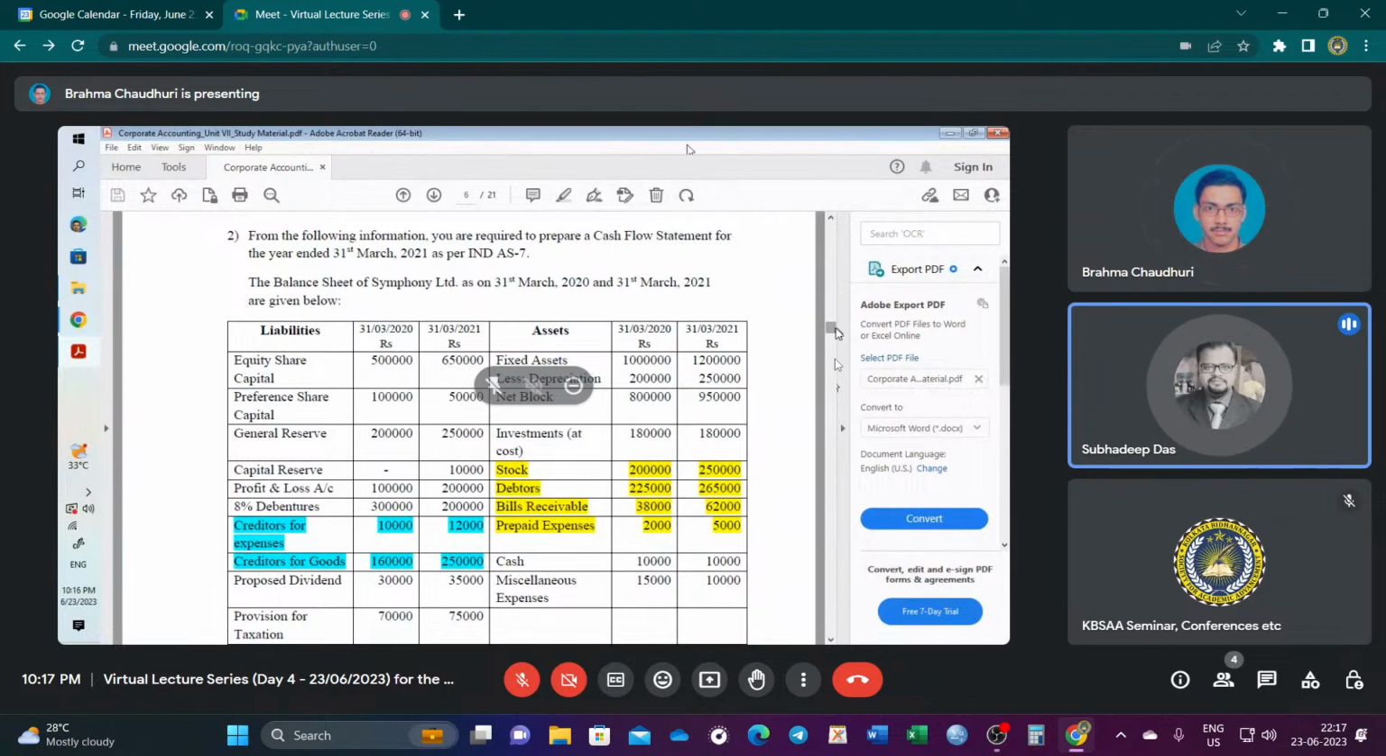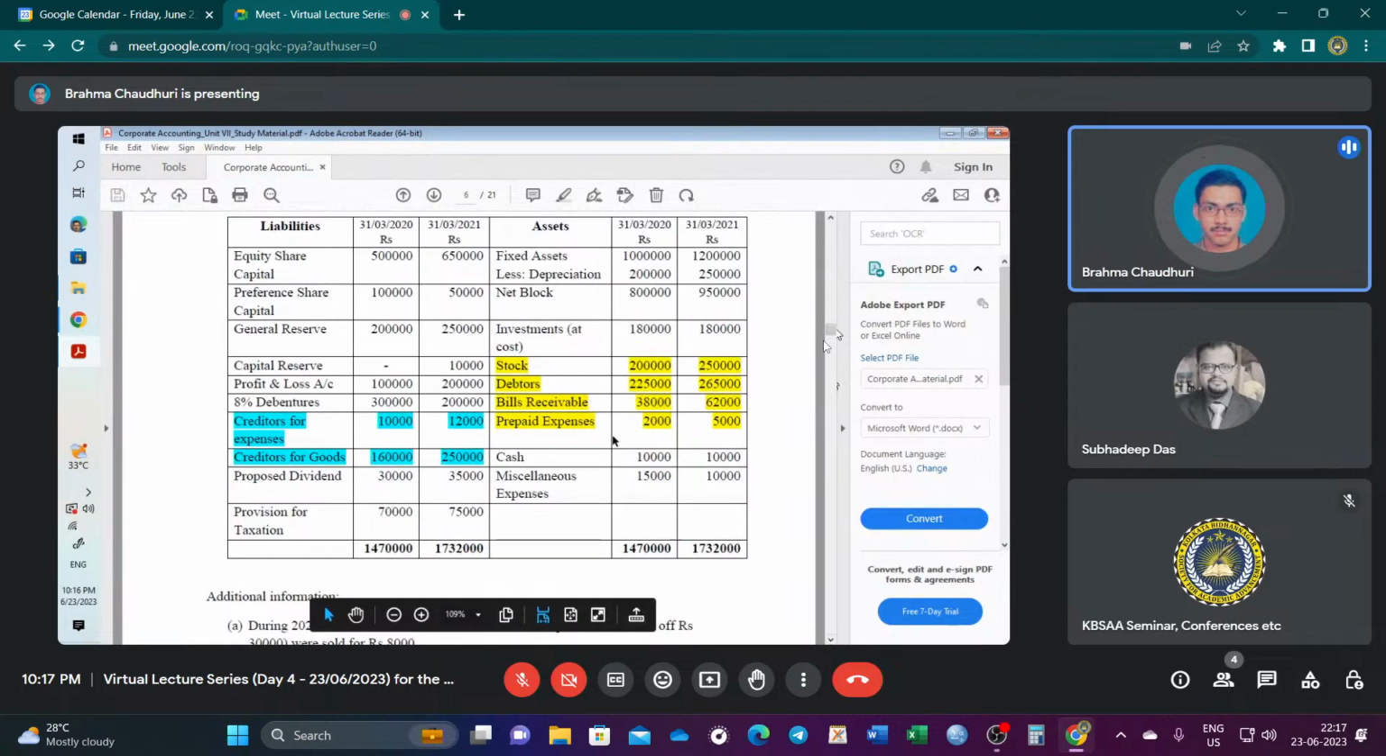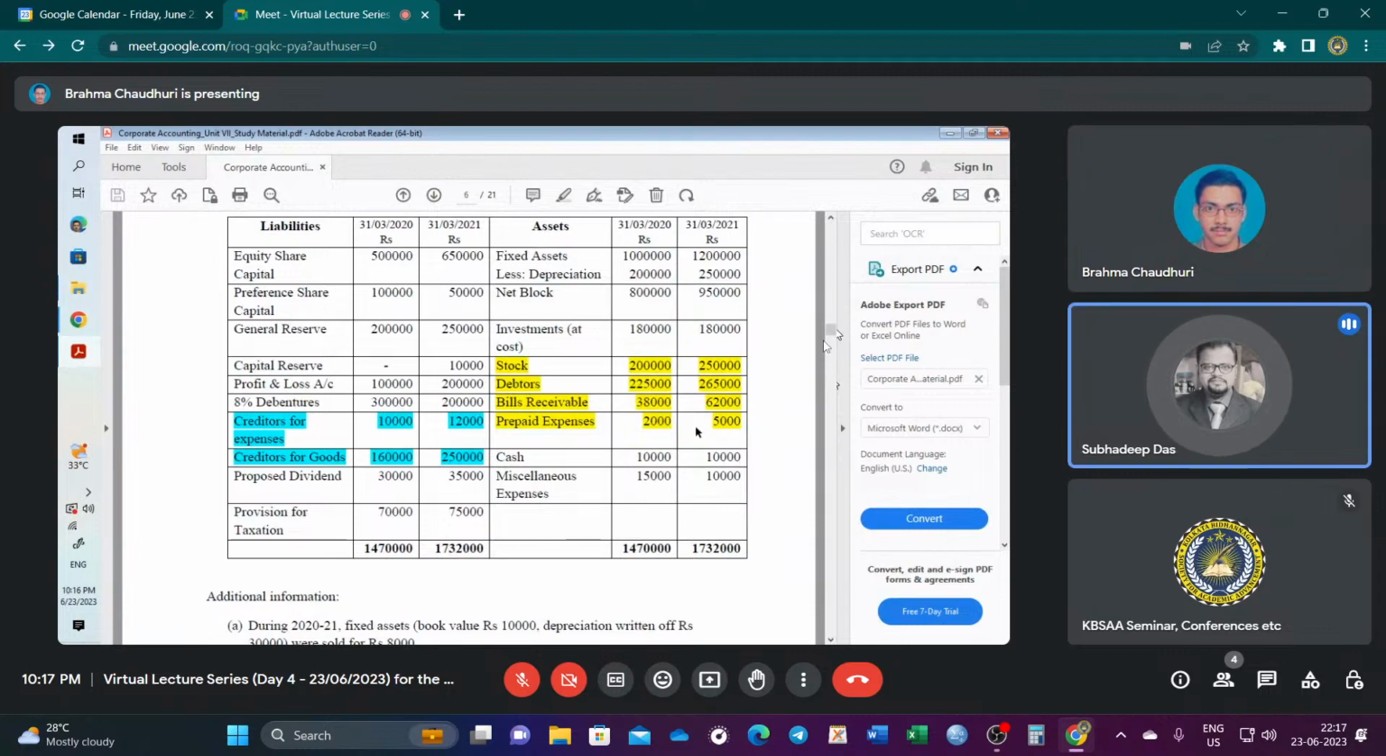Yes, I think prepaid expenses is there on the balance sheet. Yes, prepaid expenses has already been treated in the current assets part. Yes, sir. But in some of the books, I have found that it has been treated in the PL account, not on the asset side. So which one is correct, sir?